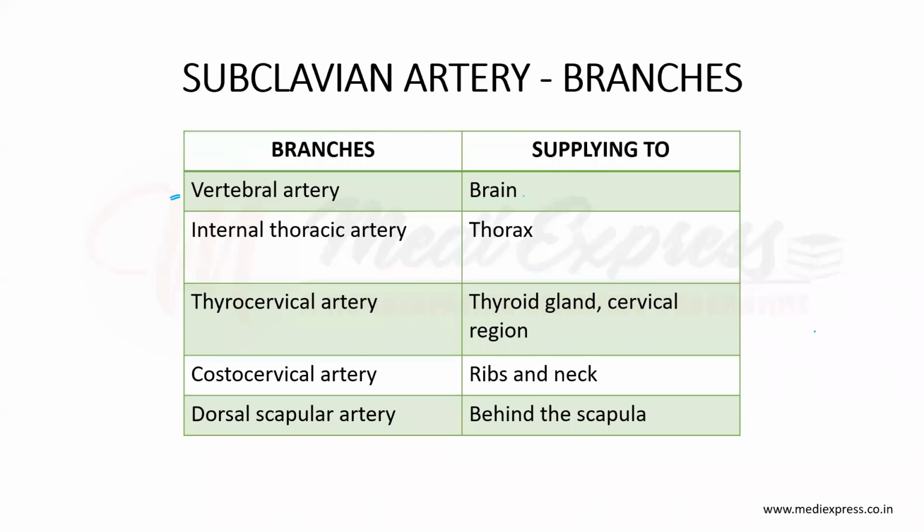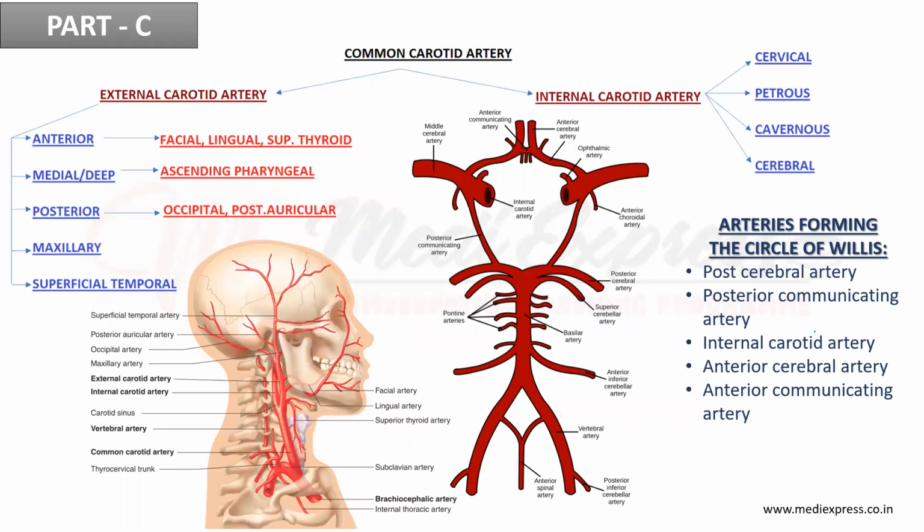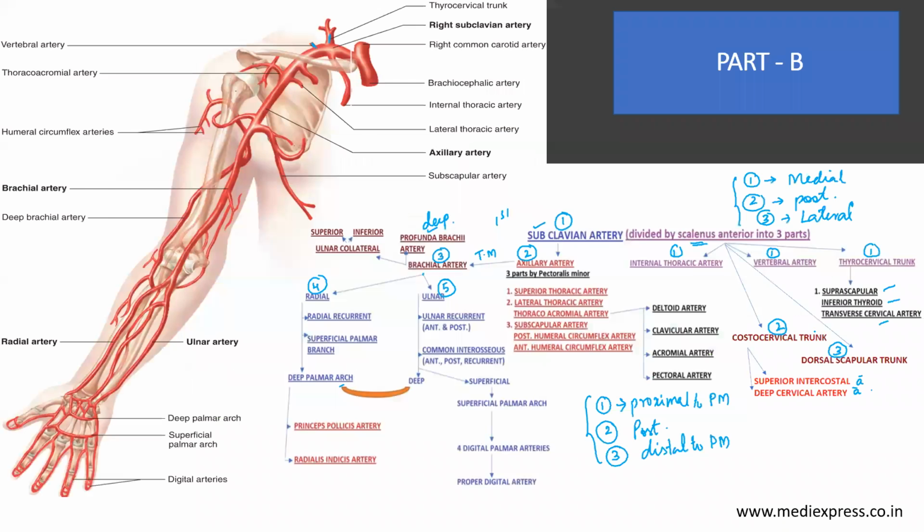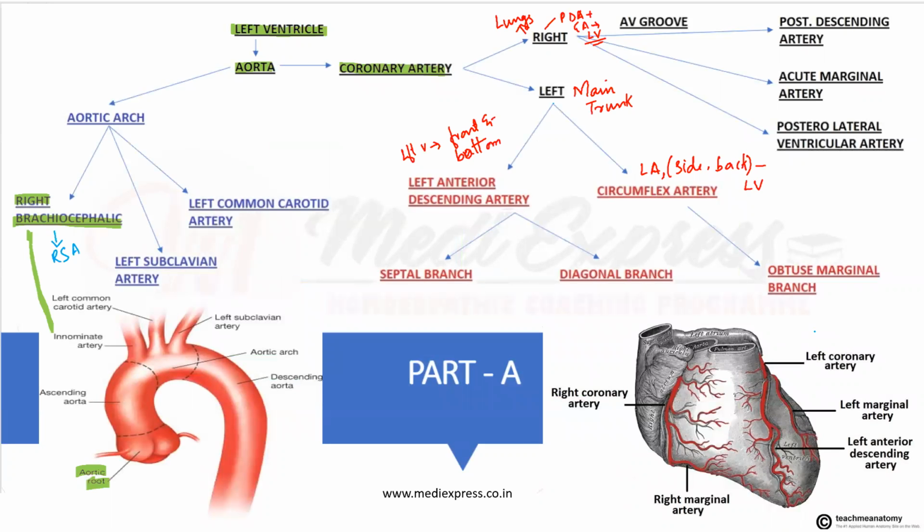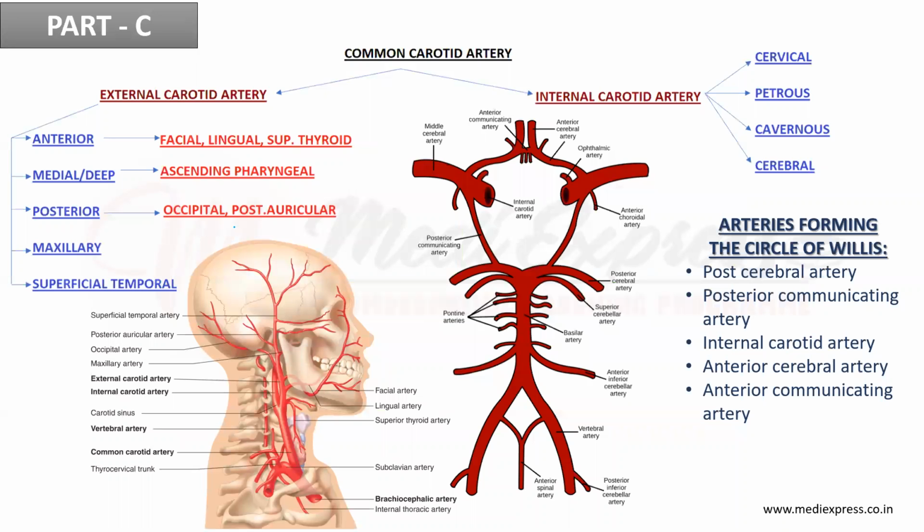Now we'll move forward. You can see over here, the first one. We had already mentioned the left common carotid artery, right? Now we'll see what happens with the common carotid artery. We divide the common carotid artery into two: an external carotid artery and an internal carotid artery. You can see over here, this is the common carotid artery. It divides into two.